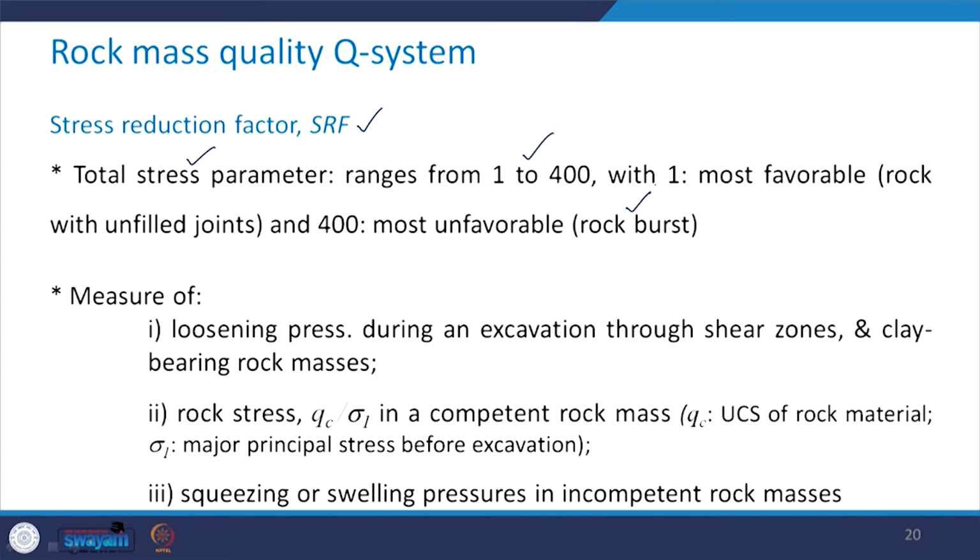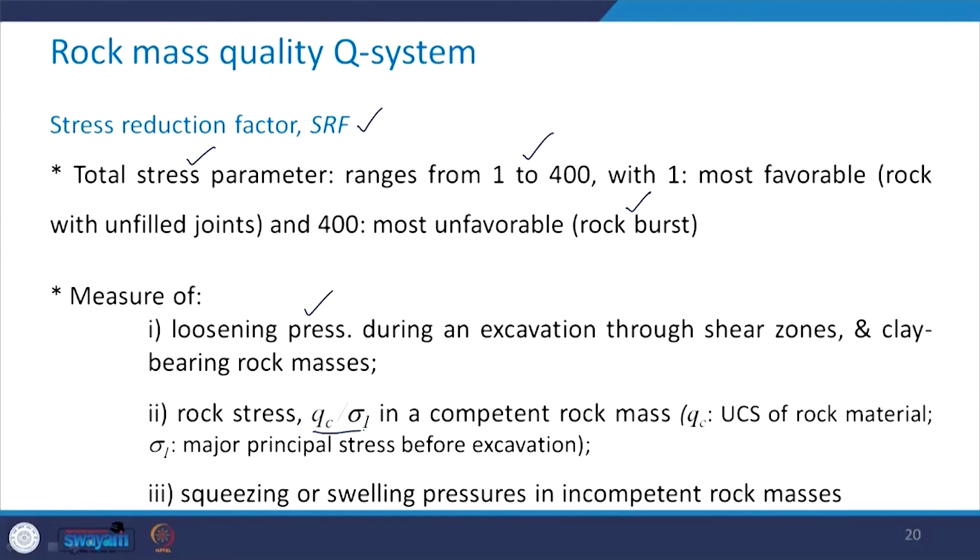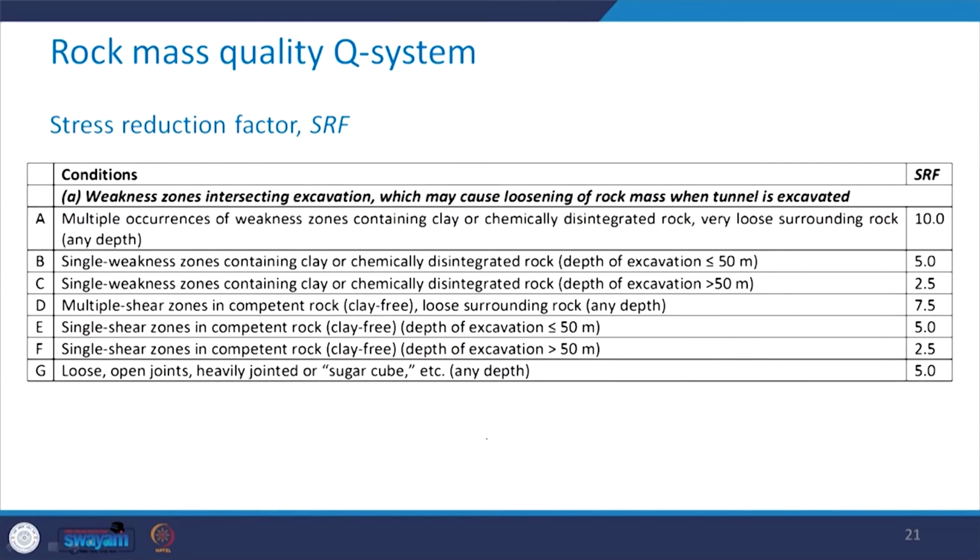This SRF is a measure of three things. The first one is the measure of loosening pressure during an excavation through the shear zones and clay bearing rock masses. Second category includes the rock stress, QC upon sigma 1, in a competent rock mass where QC is the UCS of the rock material or the intact rock, and sigma 1 is the major principal stress which is before the excavation. Then the third quantity is squeezing or swelling pressures in incompetent rock masses. So, all these three quantities are represented by this factor SRF. How, we will see when we assign the rating to SRF as per this table.